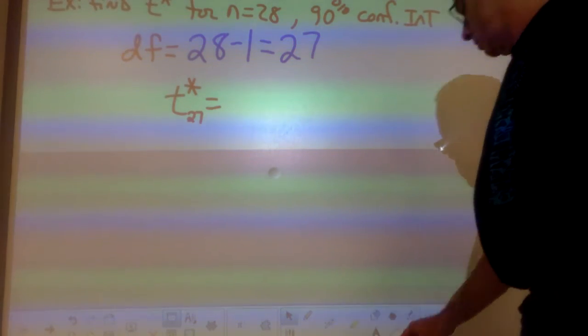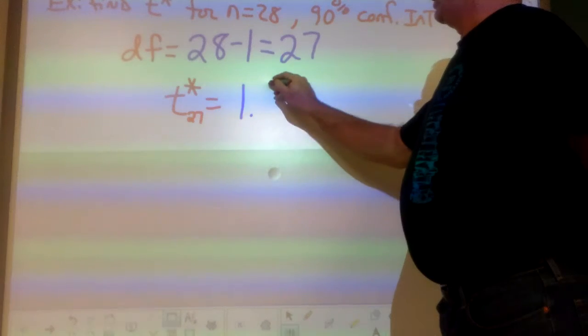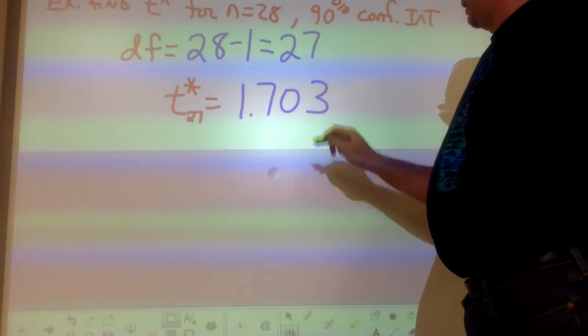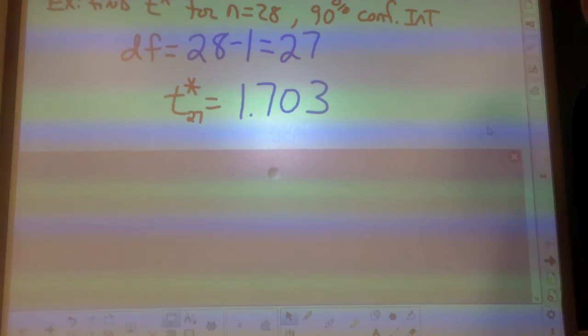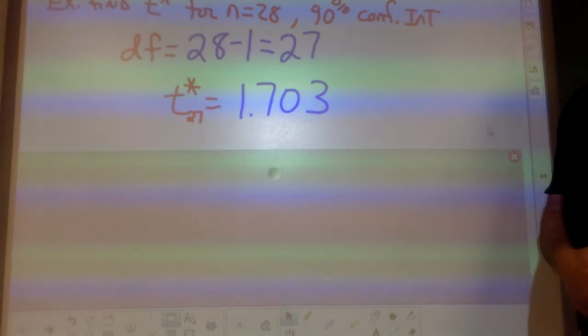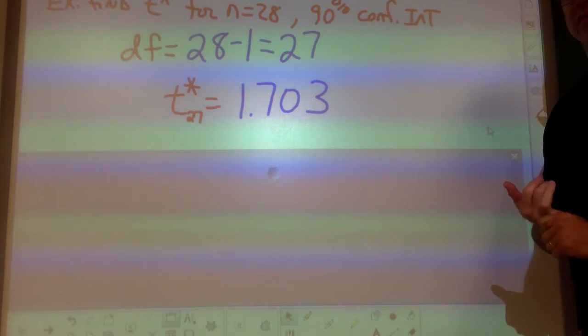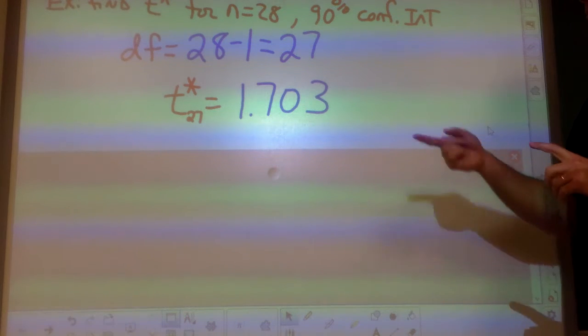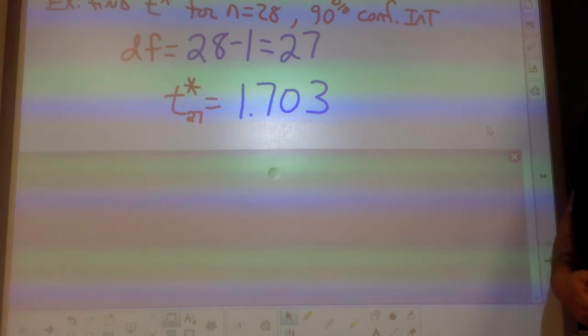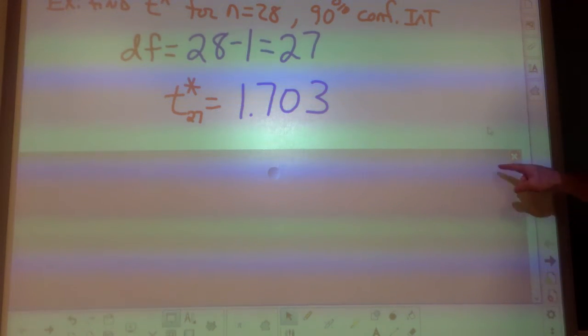So T star is 1.703. And if I'm doing a confidence interval, that's the number that goes in place instead of like 1.645 or 1.960. We look this up now in the chart based on our degrees of freedom.